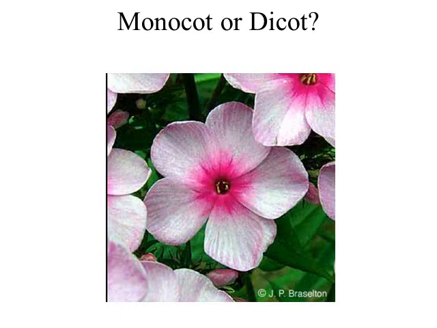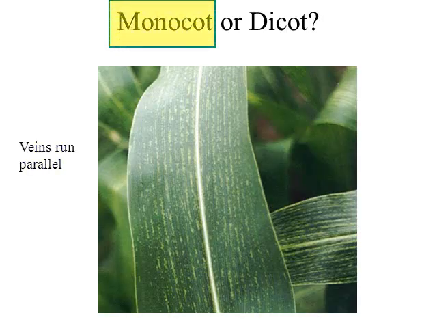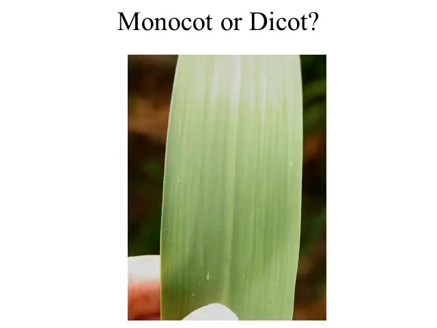How about this one? I'm going to show the answer in 3, 2, 1. Well, this one's a dicot, because if you count the flower petals, you see there are five. Multiples of five is a dicot. How about this one? I didn't give you a flower, I only gave you its leaf. I hope you see that the veins all run parallel. That's characteristic of a monocot. See how easy this is?